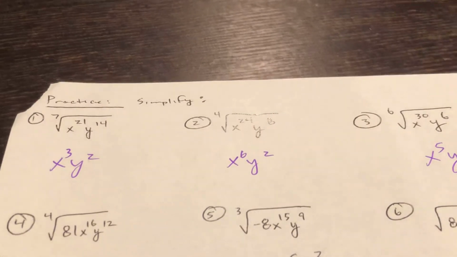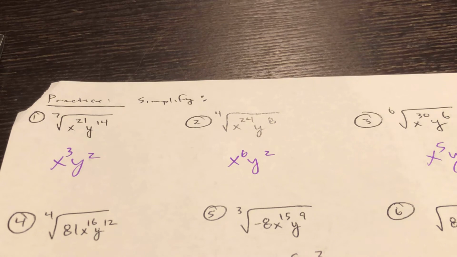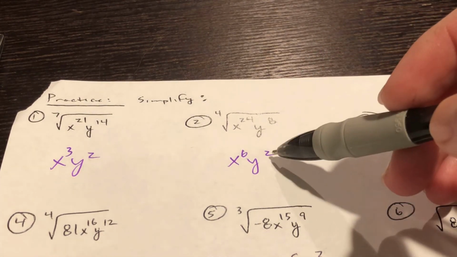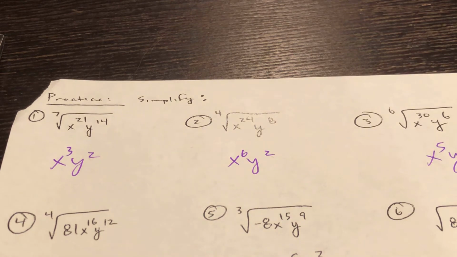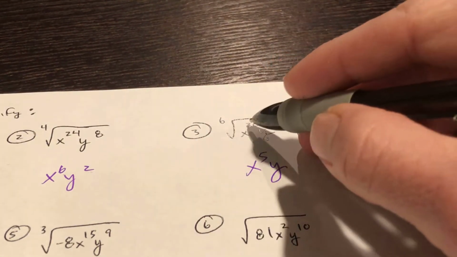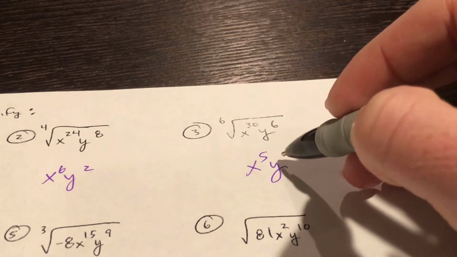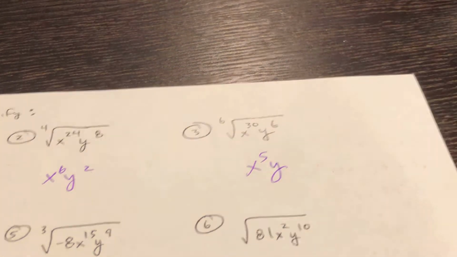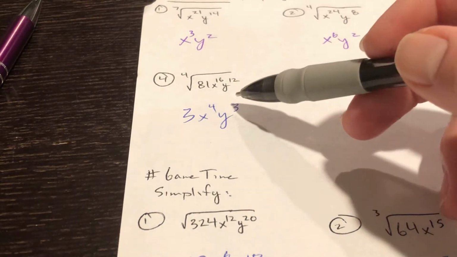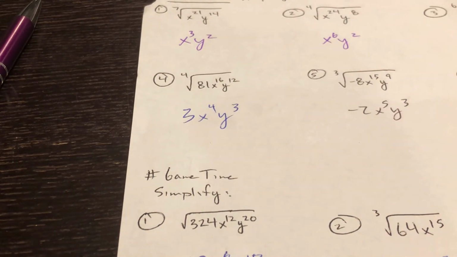I'm looking for groups of 4, and I have 24 x's. 4 goes into 24 6 times. 4 goes into 8 twice. All right. 6 goes into 35 times. 6 goes into 6 once, so you can just call it y, y to the first. On 4, I'm looking for the fourth root of 81. What number times itself 4 times gives you 81, and that's 3. 3 times 3 times 3 times 3 is 81.